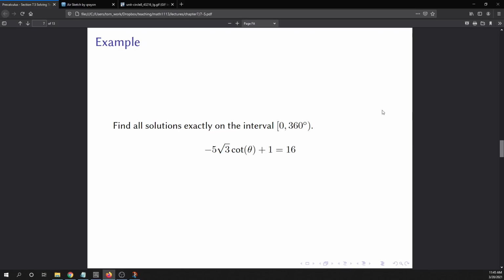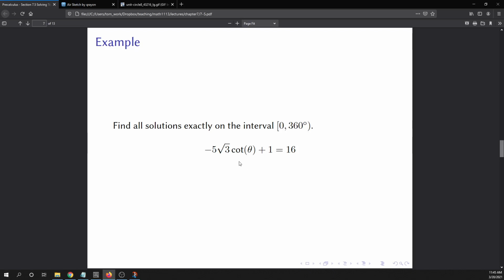All right, in this video, we are going to work through the following problem. It says find all solutions exactly on the interval from 0 to 360 degrees. So we want the answer in degrees. We can tell because of how this angle is specified as a degree. And the equation is negative 5 square root of 3 times cotangent theta plus 1 equals 16.